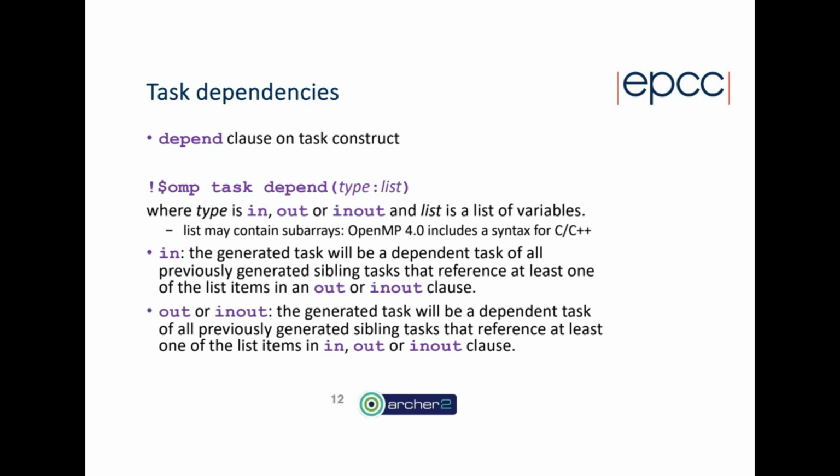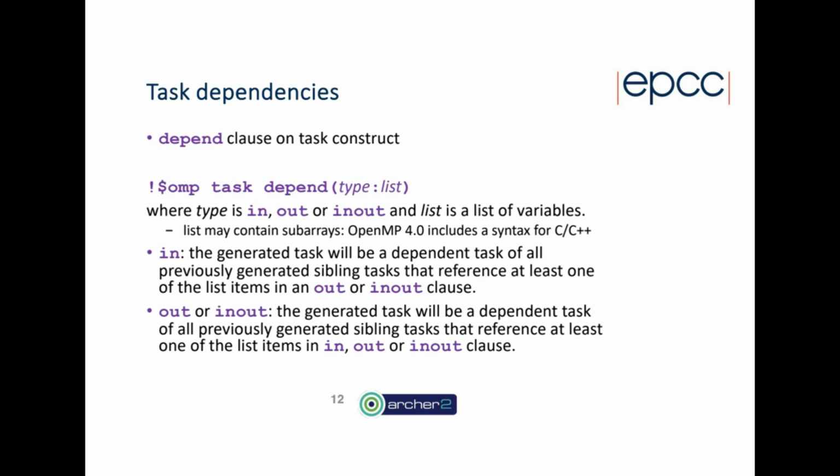So what do the dependencies actually mean? The wording of the definition is a little bit complicated to get our heads around. For an in dependency, it says that the generated task, the task that's about to be generated, will be a dependent task, so it must be executed after all previously generated sibling tasks that reference at least one of the list items as an out or inout dependency.